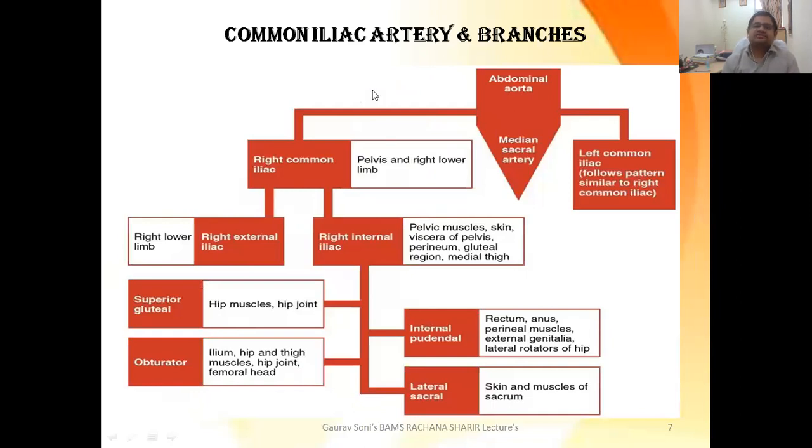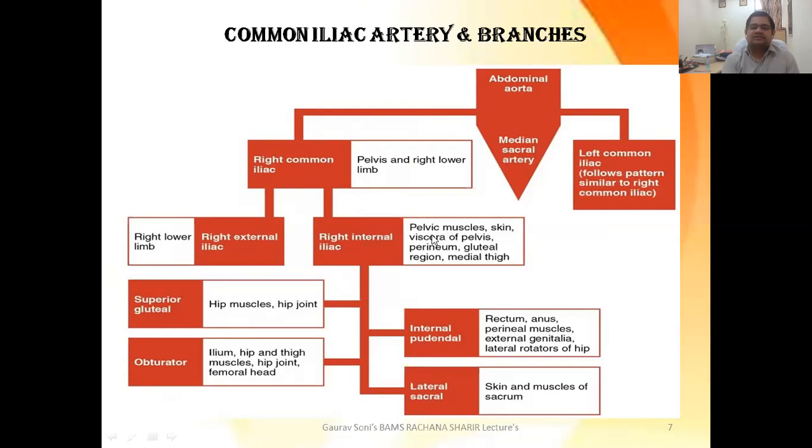Now the common iliac artery and further branches. We will start from the point of bifurcation. Here there is no difference between right and left, so any of you can learn. Here it is on the right side. You can see the right common iliac artery, which supplies the pelvis and right lower limb. Then it divides into the right external iliac and right internal iliac. The right external iliac we will study in another chart.